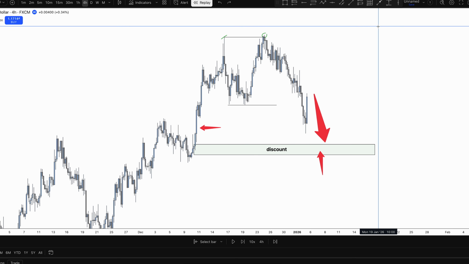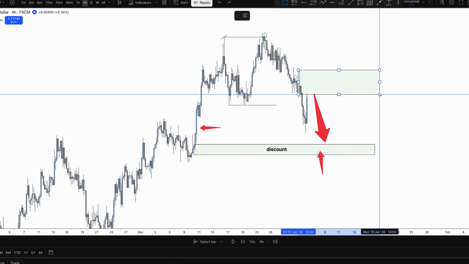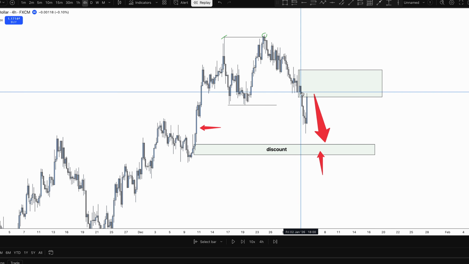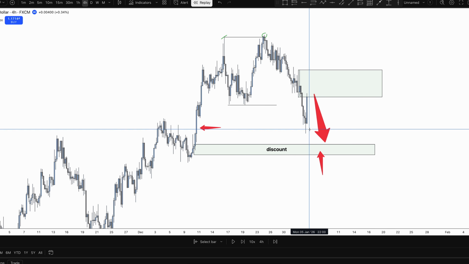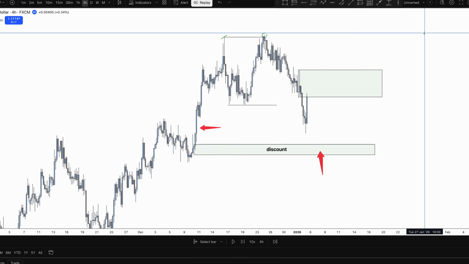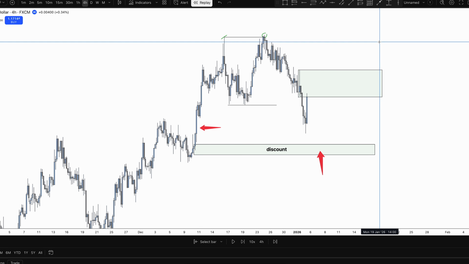Okay, so grabbing our rectangle tool, we're going to look at this broad range here as a point of supply. So this is basically a sideways consolidating move before an impulse to the downside. We know that the market's going to be drawn lower, so we can potentially use this point to sell towards the discounted price range, where buyers may then step back in.